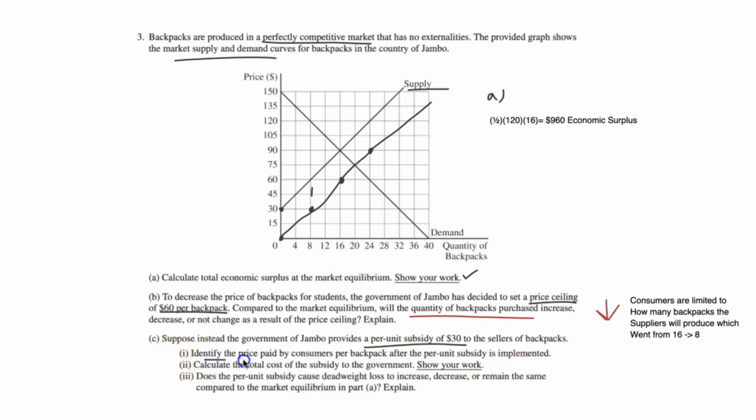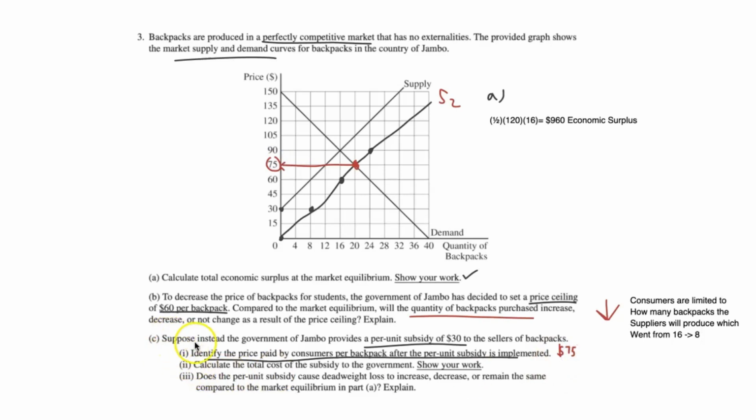C says identify the price paid by consumers per backpack after the per unit subsidy is implemented. So now that we have a new supply curve, what happens is we have a new equilibrium price and quantity, right? So that intersection, let's call this supply 2. That new intersection is right there, and we can see the new equilibrium. We're trying to find the new equilibrium price for consumers. We go over and see it is $75. And so that right there is $75.